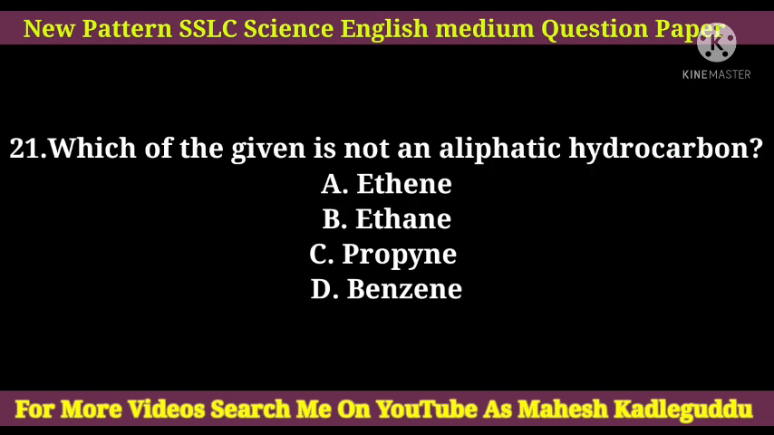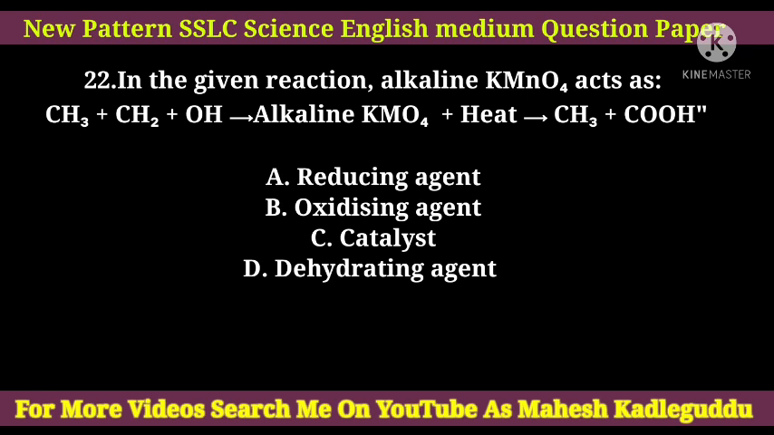Next, 21st question. Which of the given is not an aliphatic hydrocarbon? Ethane, ethene, propane, benzene. So among these, benzene is not an aliphatic hydrocarbon. So benzene is the right answer. Next, move on to 22nd question. In the given reaction, alkaline potassium permanganate acts as CH3CH2OH to CH3COOH, with heat. Reducing agent, oxidizing agent, catalyst, dehydrating agent. Potassium permanganate acts as oxidizing agent.